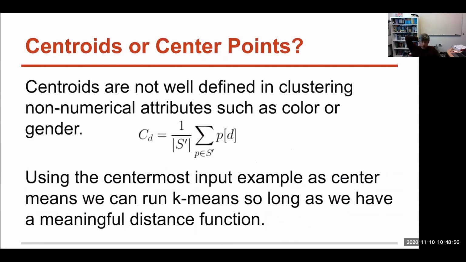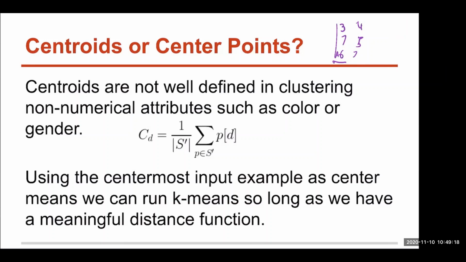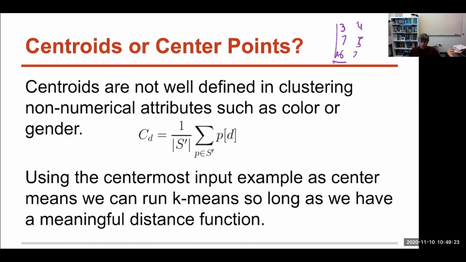Now, what is a limitation of K-means? In K-means, we are given a bunch of points. Let's say here I've got X, Y points. The centroid is going to be basically the average of the values in each dimension. This is fine if our data is numerical, but when we have a labeled attribute, K-means doesn't work so well anymore.